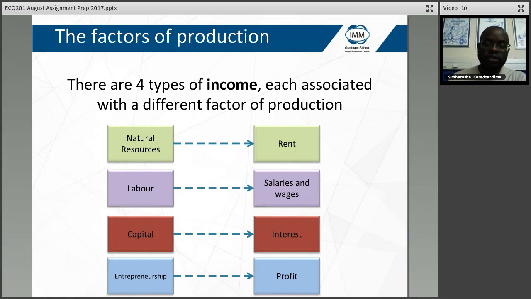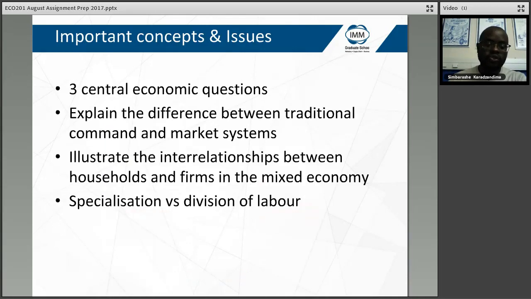So these are the 4 factors of production that you need to remember, which is also part of the assignment. Then we move on to the 3 central economic questions: the what, the how, and the for whom. The first asks, what type of goods and services should we produce? This is sometimes referred to as the output question. We have different goods and services: consumer goods, intermediate goods, public goods, and so forth.